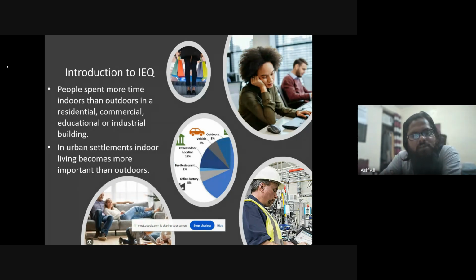are inside the office, or the children are at school, or the workers are in the industrial buildings. So most of the time we are indoors. It's almost 90% of the time that we spend inside a building. And in urban settlements, indoor life is becoming more important nowadays, because after Corona and COVID-19, you might have seen that people prefer to stay inside the building rather than outdoors. So the environment of a building has become more important.